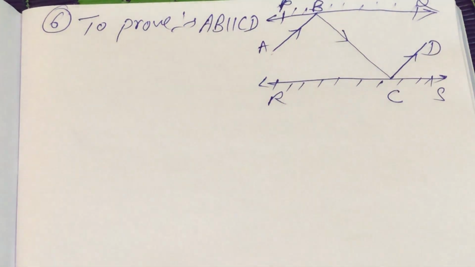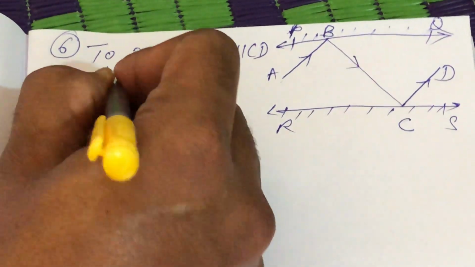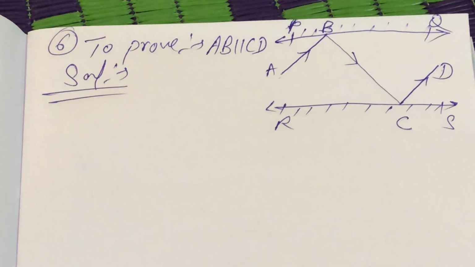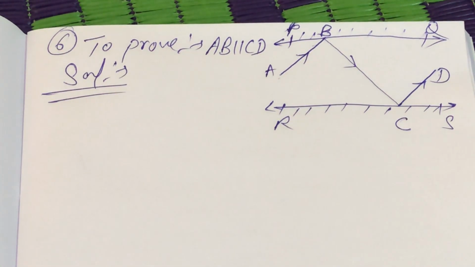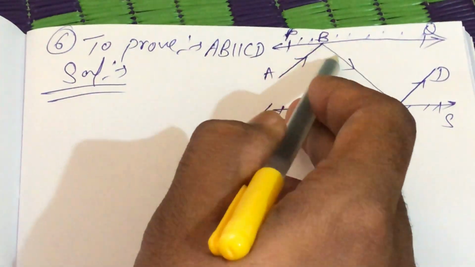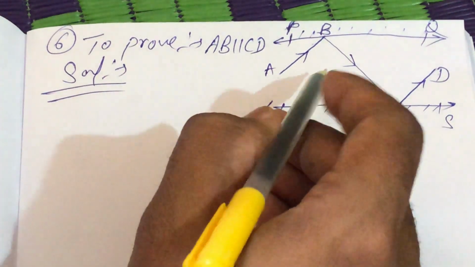This question will also help you in your science. Let's see how we are going to prove it. We need to prove this AB parallel to this CD. This is the incident ray AB, this is the reflected ray CD. This BC is working as a transversal. So let's try to prove.